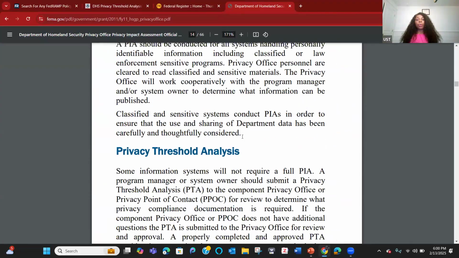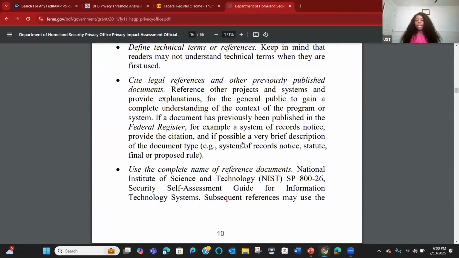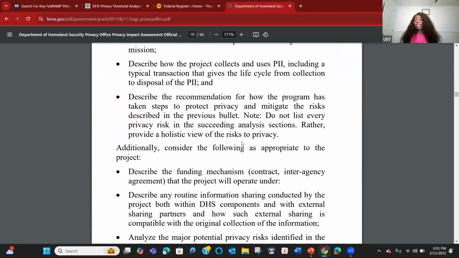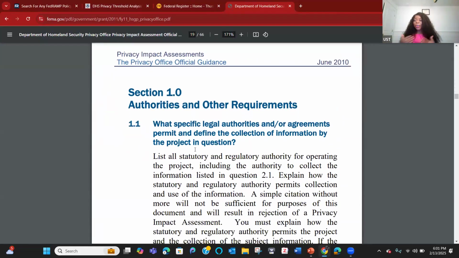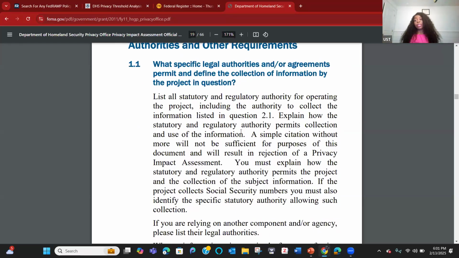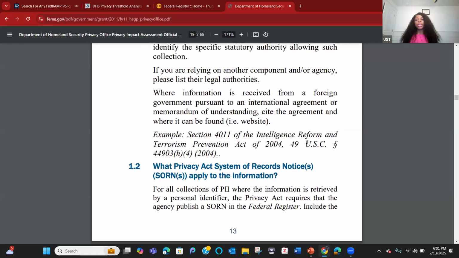And then if we go down, you'll see the question and answer session, and that's how you conduct or assess privacy controls. For example, I'm telling you guys, I assess these controls on a regular basis, right? What specific legal authorities or arrangement permit and define the collection of information by the project in question? So you should be able to determine what legal authorities allow you to collect people's information.